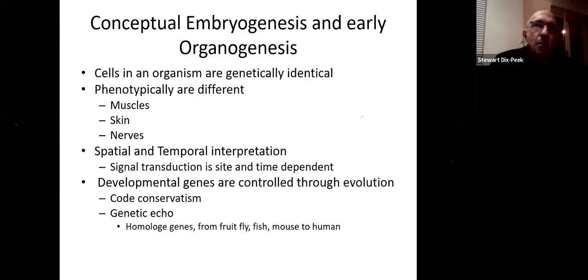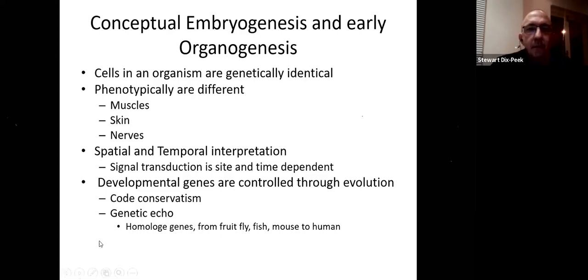How your limbs and organs are formed is both time dependent and site dependent, and that's the message of this spatial and temporal interpretation. Depending on where your cell ends up at what point in development will, through signaling, tell it what type of cell it's going to end up as.